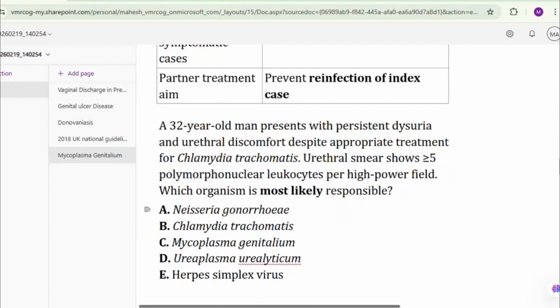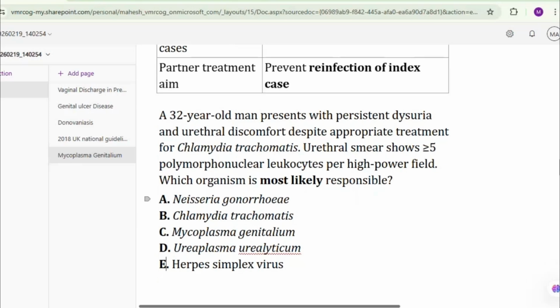A 32-year-old man presents with persistent dysuria and urethral discomfort despite appropriate treatment for Chlamydia trachomatis. Urethral smear shows more than 5 polymorphonuclear leukocytes per high-power field. Which organism is most likely responsible? So what are the options? These are the 5 options. Can you see?